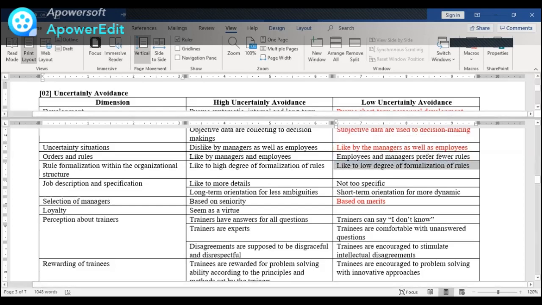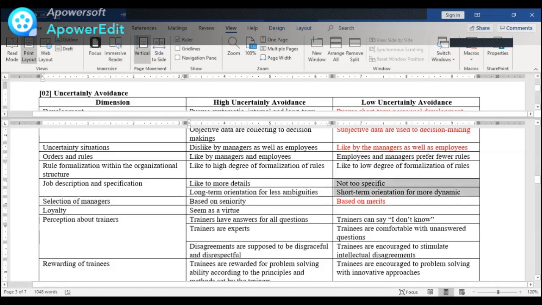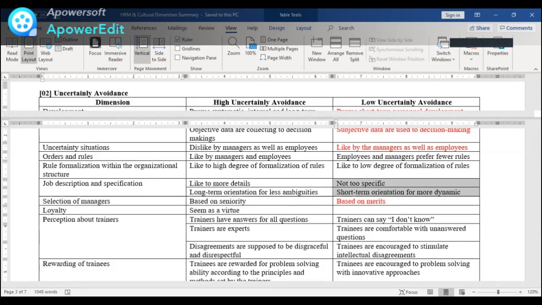Then job description and specification. In high uncertainty avoidance culture, job descriptions and specifications are more detailed with a long-term orientation for fewer ambiguities. However, in low uncertainty avoidance context, job descriptions and specifications are not too specific, with a short-term orientation for more dynamism. They like uncertainty, therefore their job conditions and terms are changing, and they like to accept the changes.